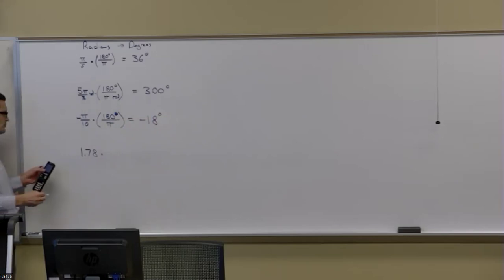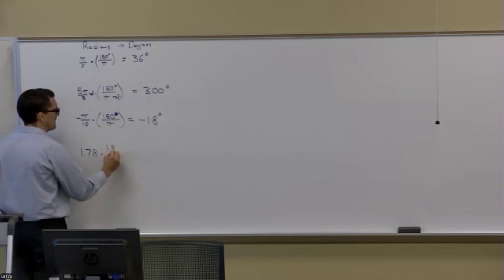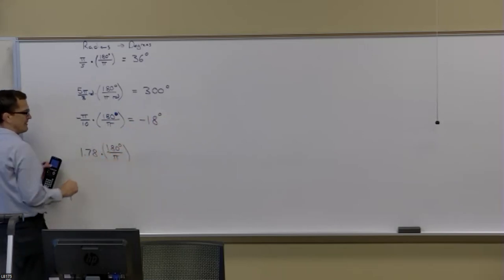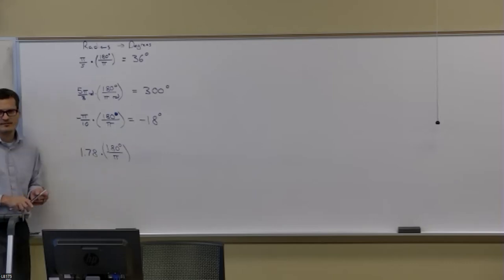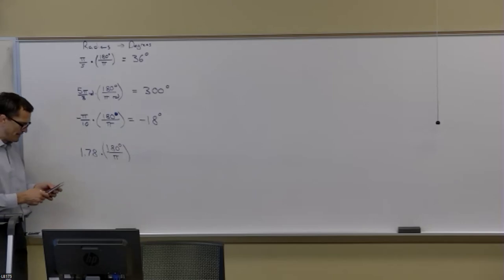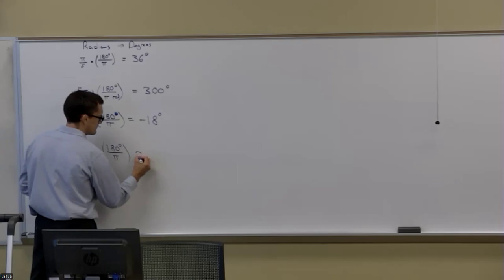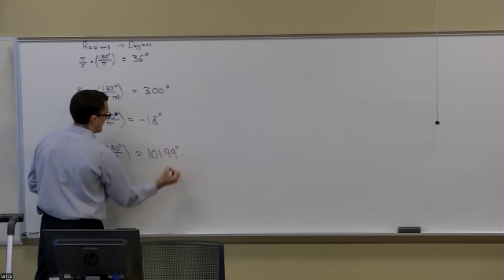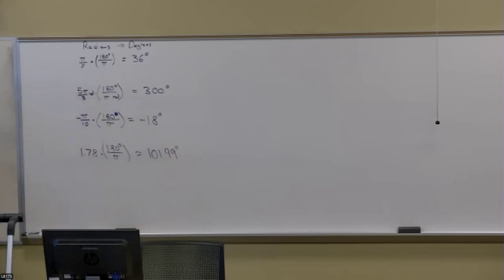And then this last one, we multiply times 180 degrees divided by pi radians. Since this didn't have a pi in it, it's going to come out to be irrational. And we get about 101.99. That is degrees.